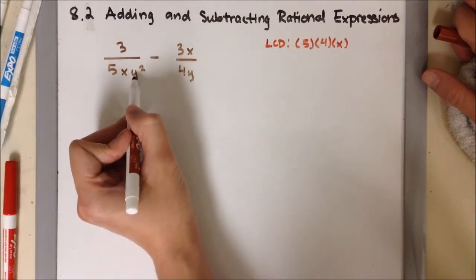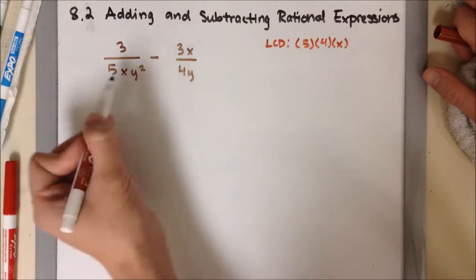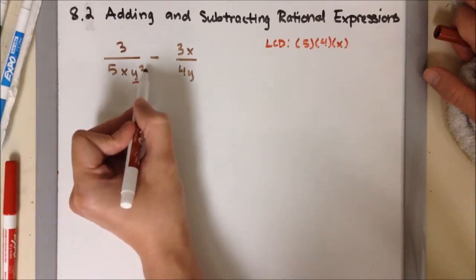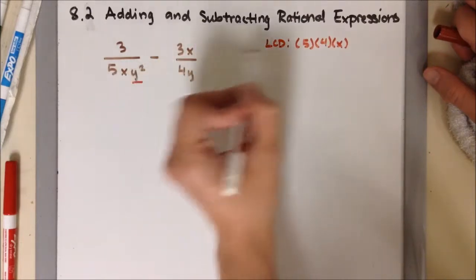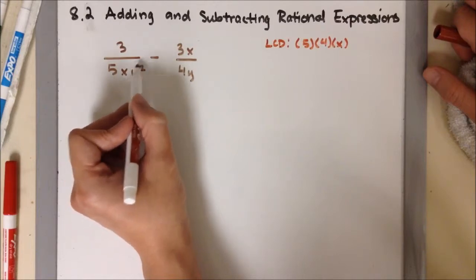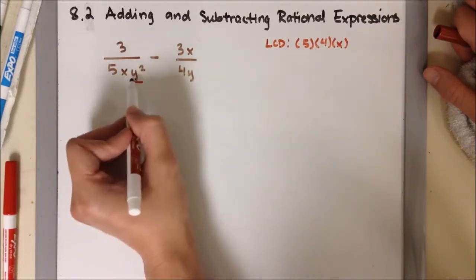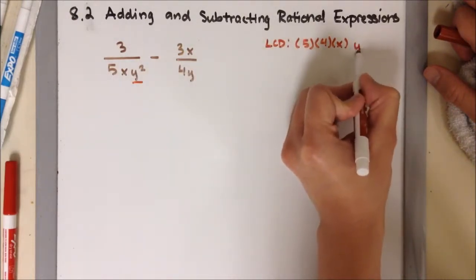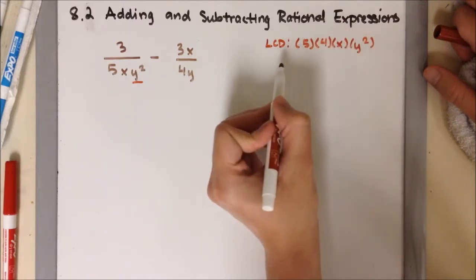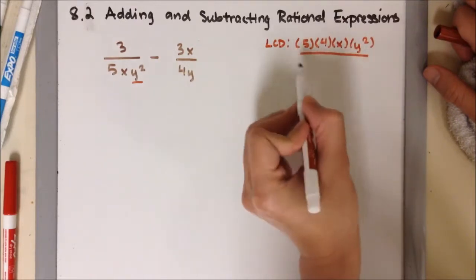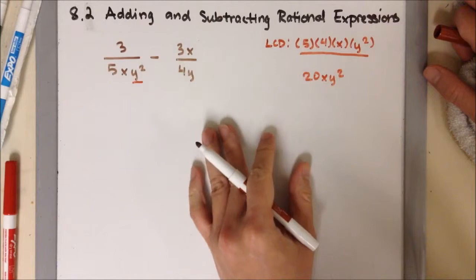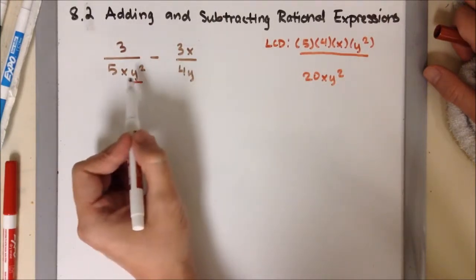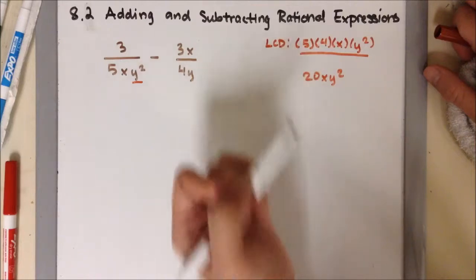Now, both fractions have a y, but if you examine the first fraction, it has y squared. So this is the highest order. So when you're formulating our LCD, you would go with the highest exponent. So even though they both have y's, you would go with the highest. So in this case, y squared. So when I finalize my LCD, it's going to be 20xy squared. So again, even though they have the same variable, you would go with the highest exponent for our LCD.